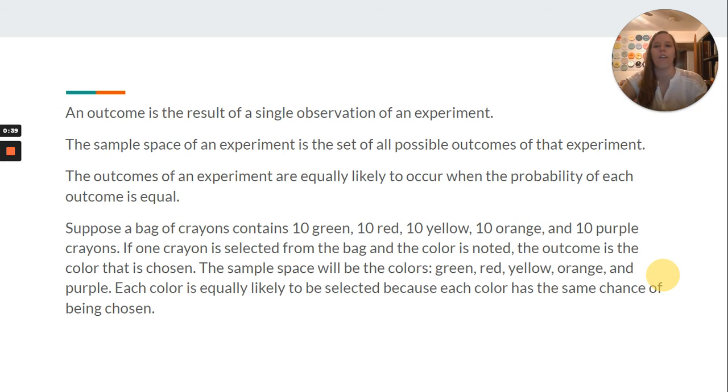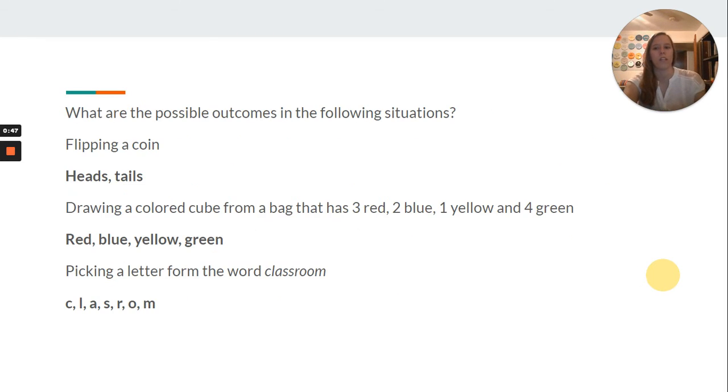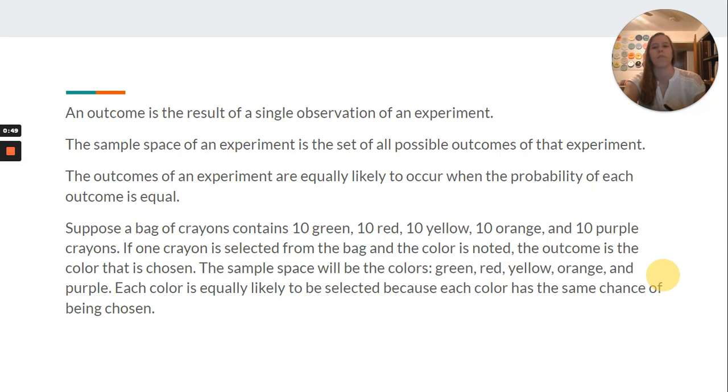Okay? So an outcome is the result of a single observation of an experiment. The sample space of an experiment is the set of all possible outcomes of that experiment. So these would be the sample space. What are all the possible outcomes? The outcomes of an experiment are equally likely to occur when the probability of each outcome is equal.